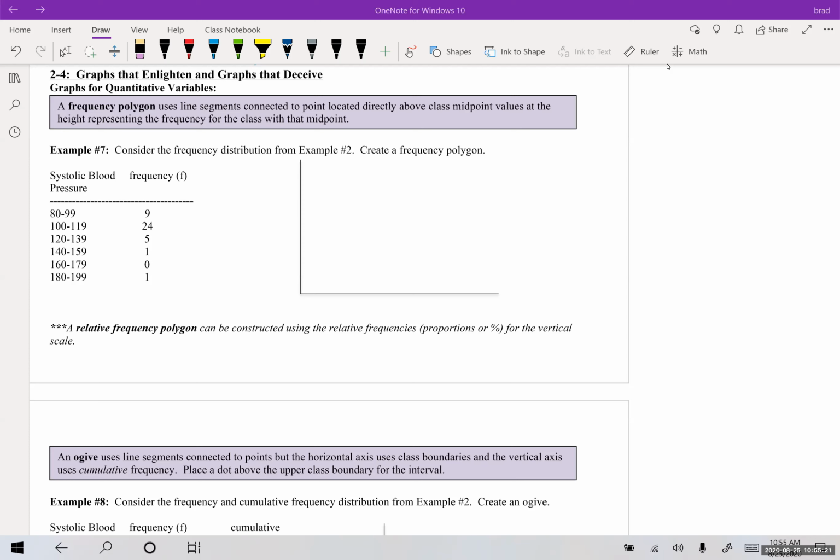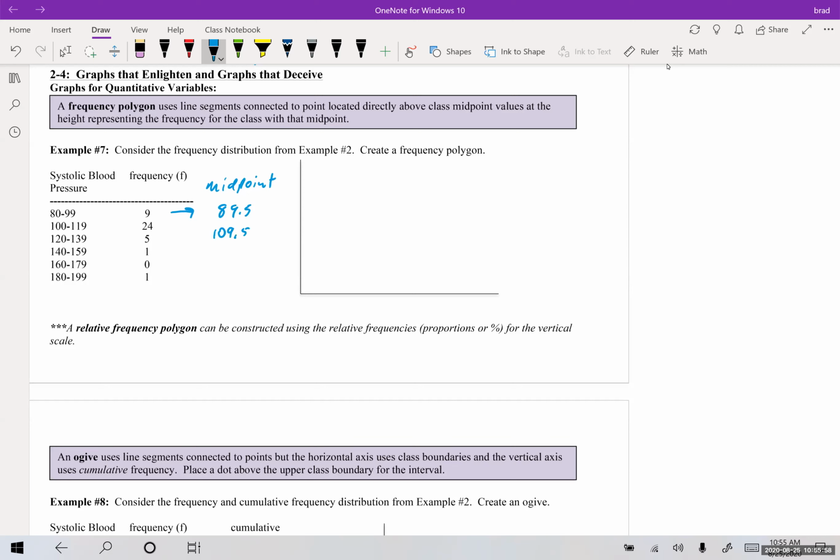So here we have a frequency polygon. It uses line segments connected to points located directly above class midpoint values, at the height representing the frequency for the class with that midpoint. So basically what we're going to need to do is find class midpoints for each one of these classes, just like we did in the previous problems. So if we look at this problem, we could have a class midpoint of 89.5.